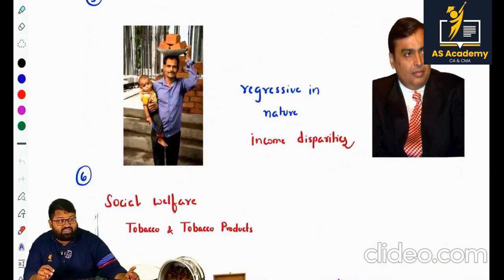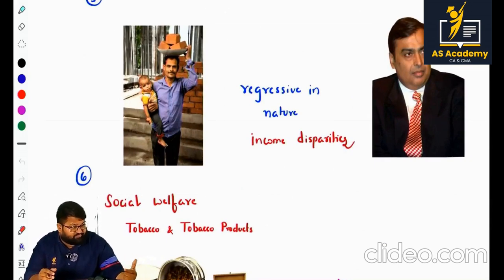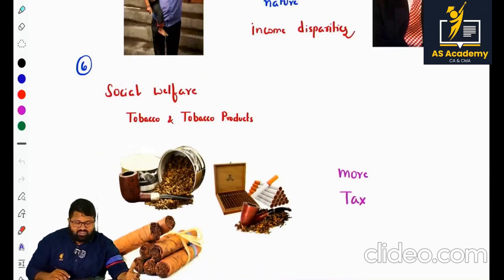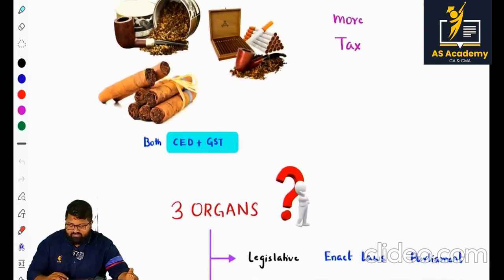What about the next one? Regressive in nature. These are features; advantages are different, features are different. What are the characteristics or features? Okay, what about the next one? Social welfare. As they are paying more tax, they are giving welfare to society.